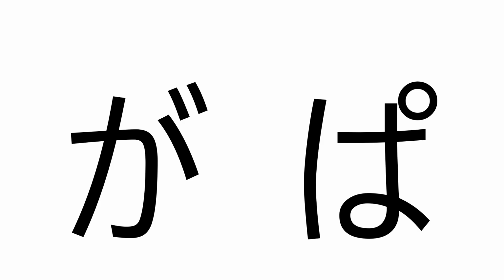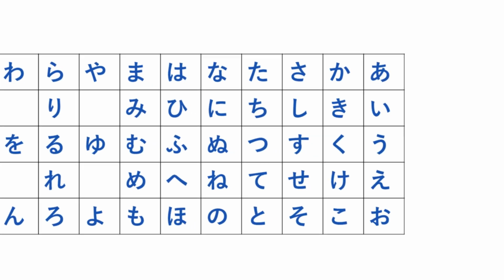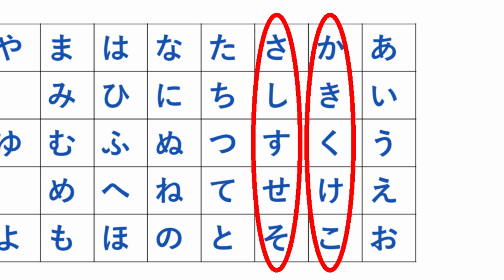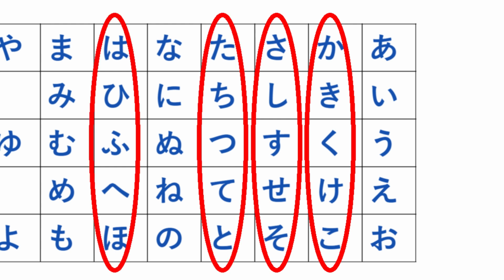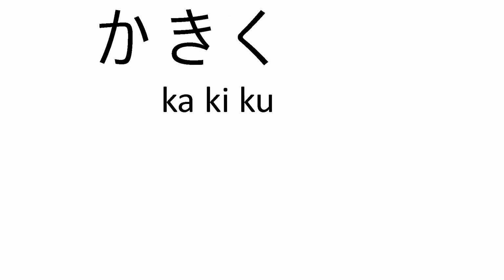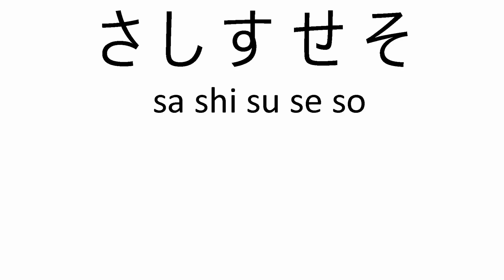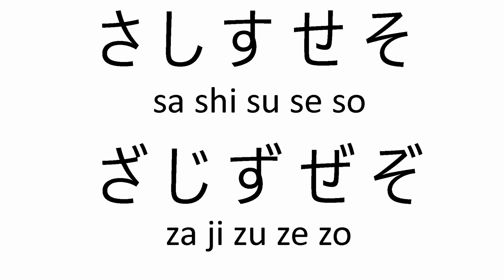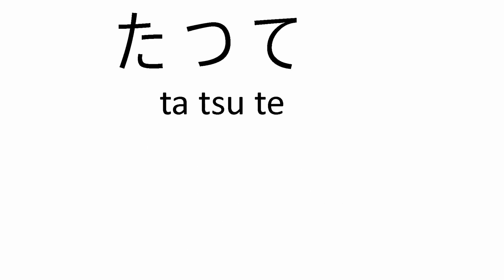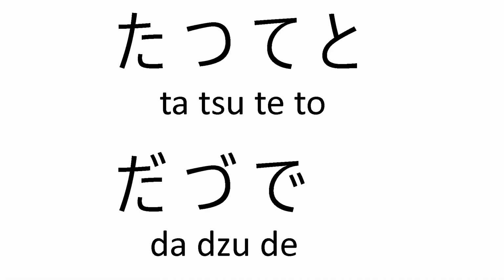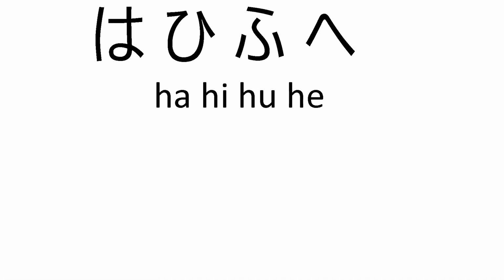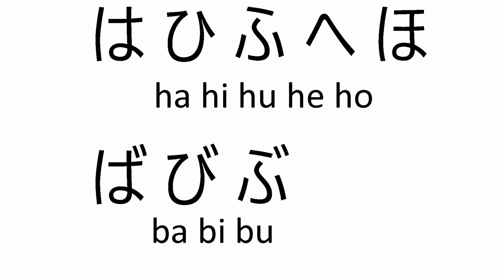The last thing I want to show you are these two little thingies. When you put them above some characters, you can change their sound. The only groups it works on are the K group, the S group, the T group, and the H group. From ka, ki, ku, ke, ko, you make ga, gi, gu, ge, go. From sa, shi, su, se, so, you make za, ji, zu, ze, zo. From ta, chi, tsu, te, to, you make da, ji, zu, de, do. From ha, hi, fu, he, ho, you make ba, bi, bu, be, bo.